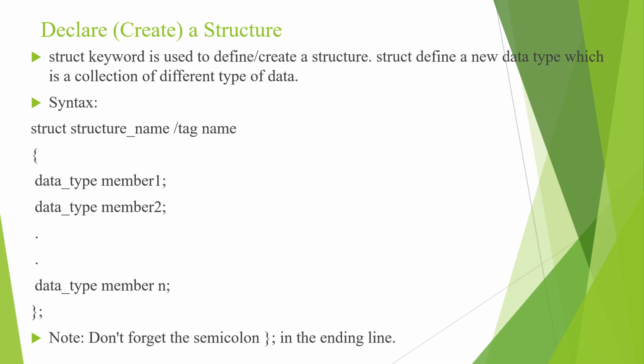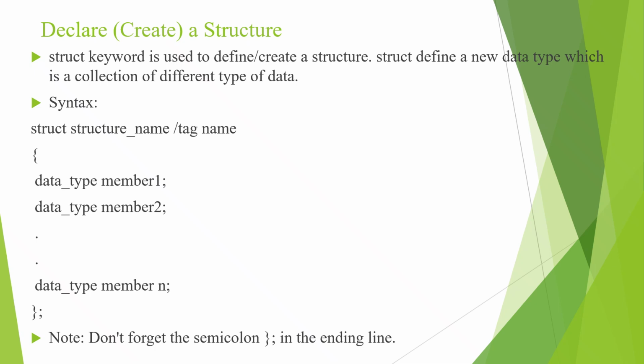How to declare a structure? To create a structure in C, we use the keyword struct. This defines a new data type. So the syntax includes the keyword struct, a structure name also called a tag, and curly braces containing member variables. Here we have an important point: always end the structure with a semicolon.